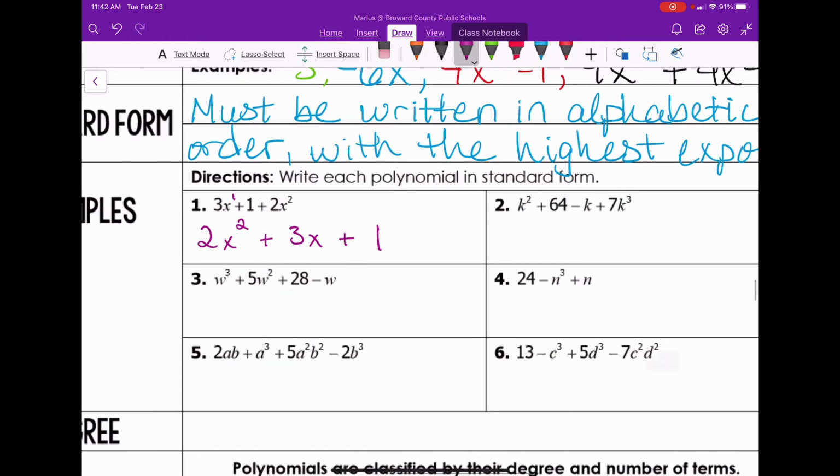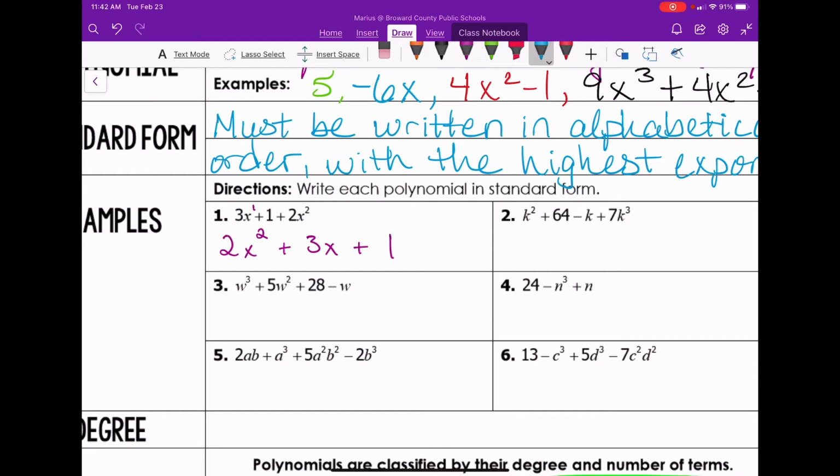Let's go ahead and take a look at number 2. For number 2, we can put some coefficients here. K squared gets a coefficient, and the negative k gets a coefficient. Now we have to organize them by their size of the exponents, okay, starting with the greatest one first. So this would be 7k to the third power plus k to the second power, or 1k to the second power, minus 1k, or we can just put minus k, and then plus 64. And now we've written that polynomial in standard form.